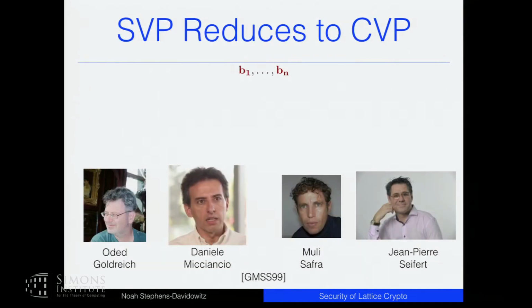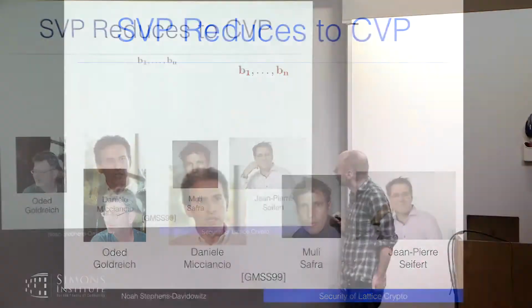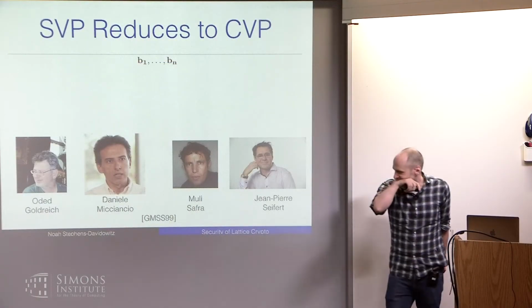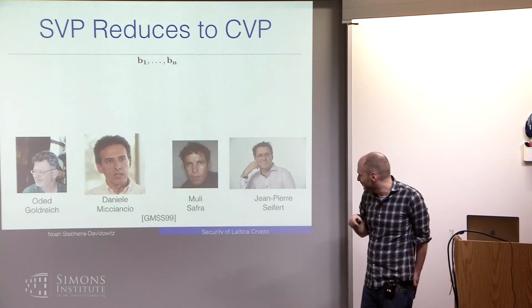In particular, there's a formal sense in which CVP is at least as hard as SVP, which is that SVP reduces to CVP. So if you give me a faster algorithm for CVP, it'll also give you a faster algorithm for SVP. And this is due to Oded Goldreich, Daniele Micciancio, Shmuel Safra, and Jean-Pierre Seifert. And it's a really, really elegant, simple reduction.